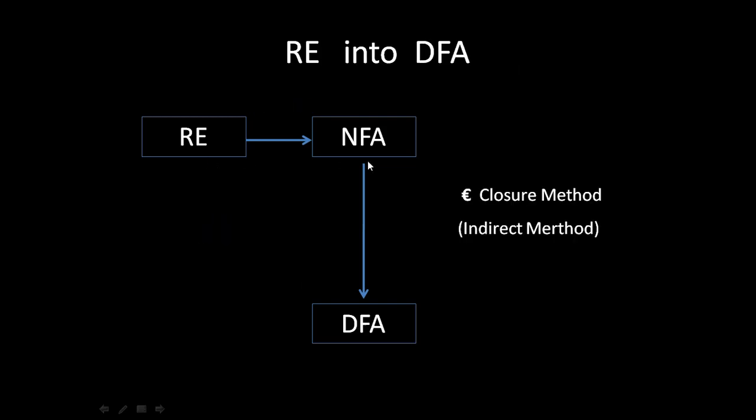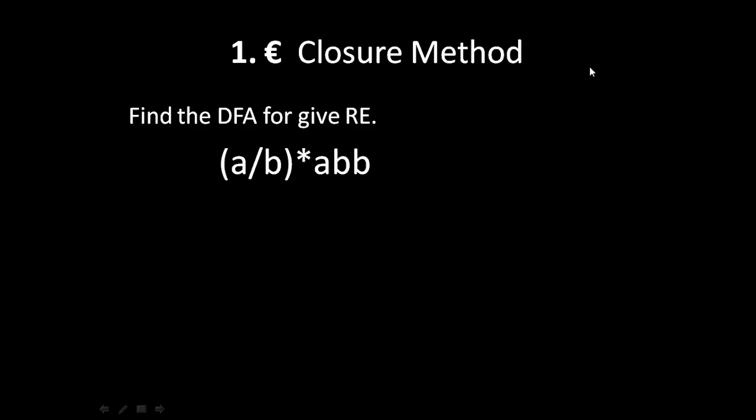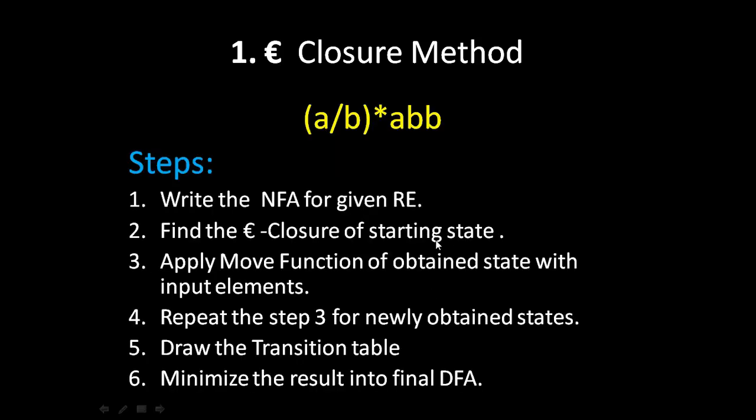First we discuss how a regular expression can be converted into a DFA by means of the epsilon closure method. This is otherwise called the indirect method. In this problem, the given regular expression is (a|b)*abb. There are 6 steps needed to convert this into a DFA.